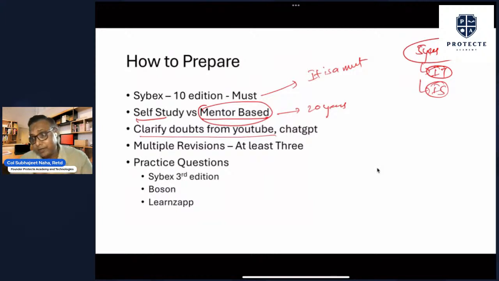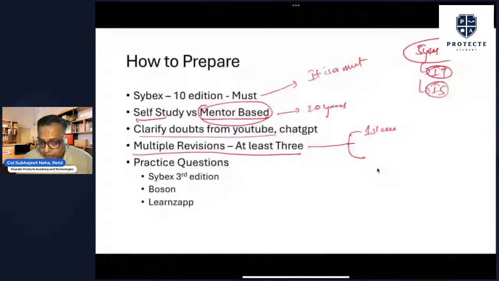Today there is ChatGPT available. There is YouTube. Enough content is available. So that is a must. Multiple revisions. The content of this is scientific. The first revision is what makes you aware. The second revision is what makes you understand, and the third revision makes you remember.